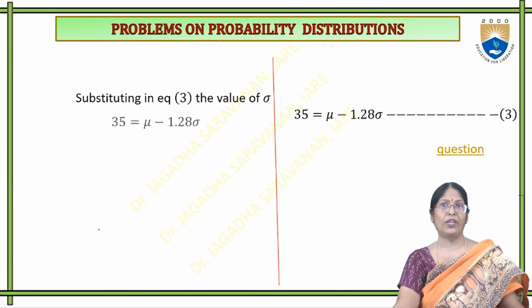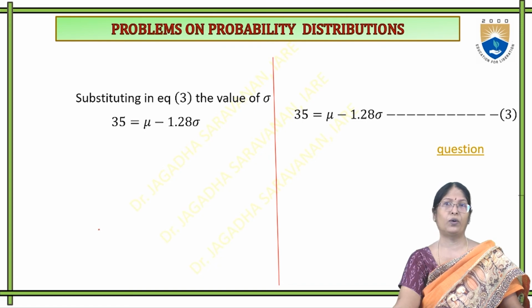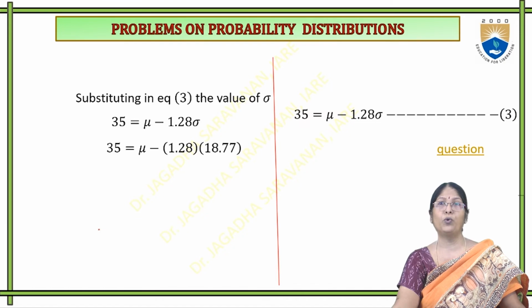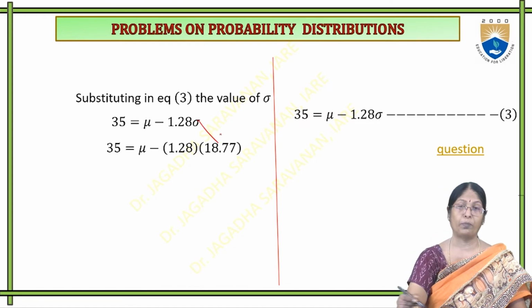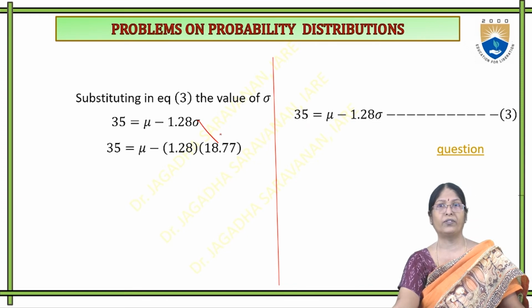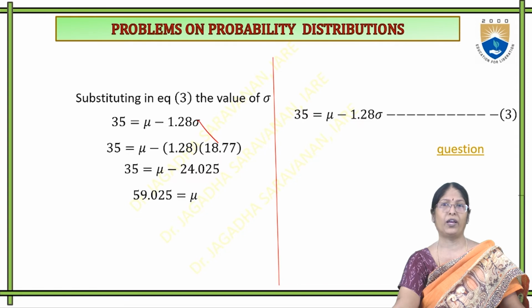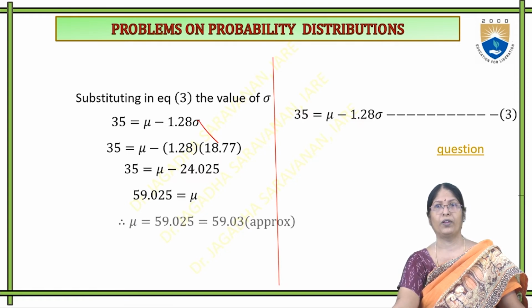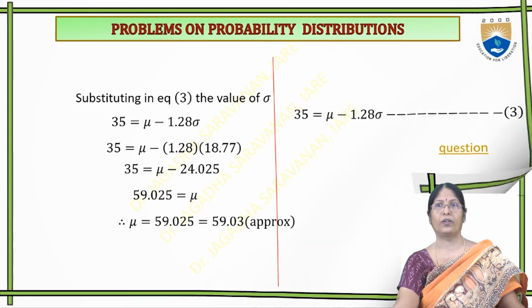So we can substitute in any one of the equations. Here we have taken equation 3, that is 35 equal to mu minus 1.28 sigma. We substituted 18.77 in the particular place. We obtained the value of mu as 59.025. Approximately we can take 59.03.